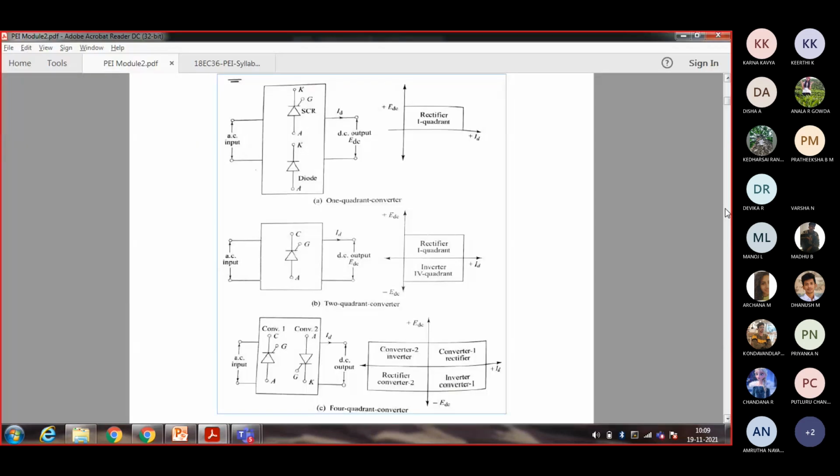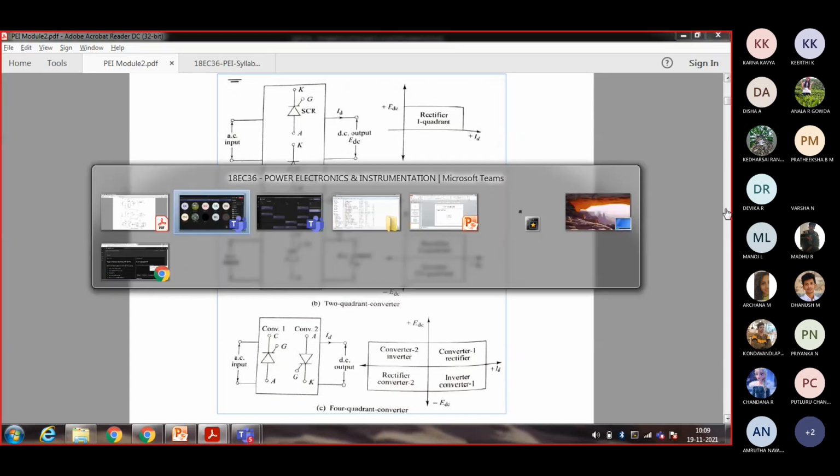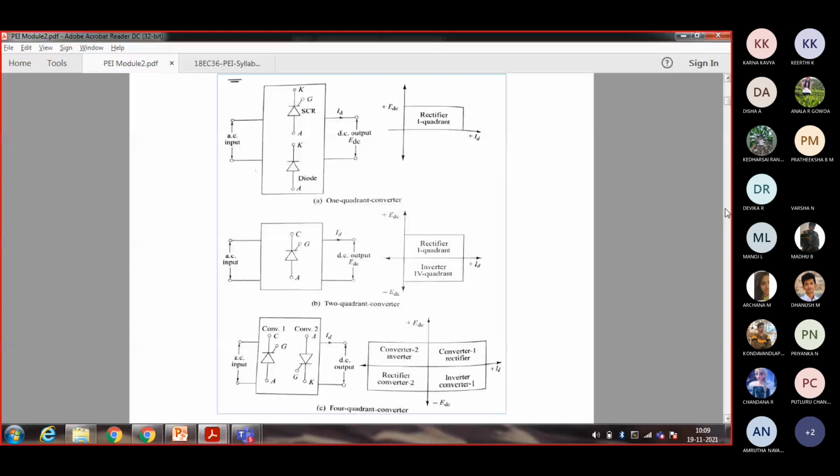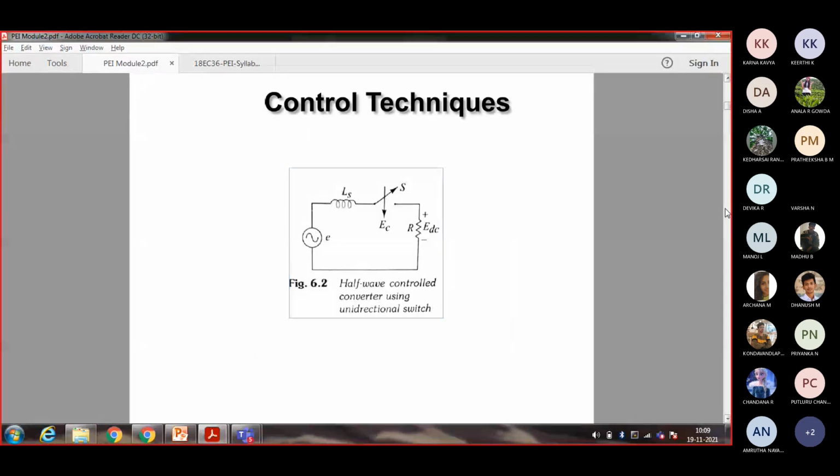So these are three different types of phase controlled converters. One is the one quadrant converter, another is the two quadrant converter, and the other is the four quadrant converter. Moving ahead, one by one, we'll check how exactly we can control. Basically, a simple half wave control converter using a unidirectional switch. This is a unidirectional switch.